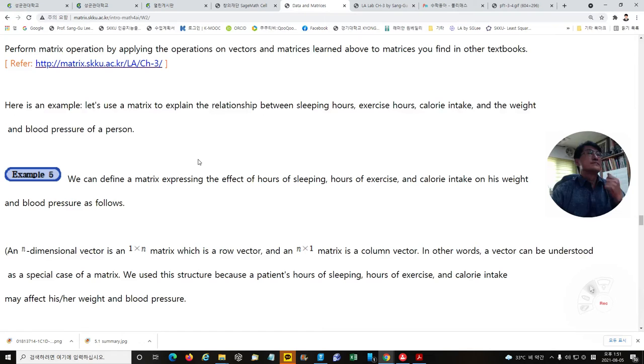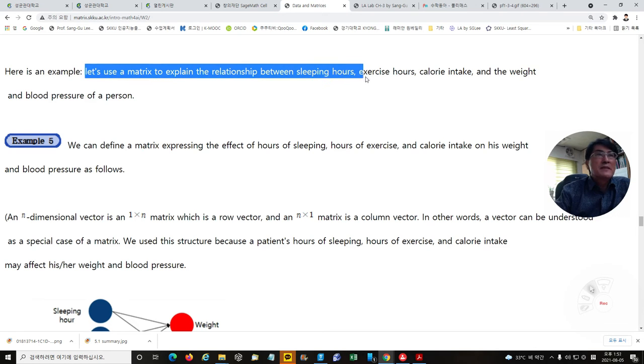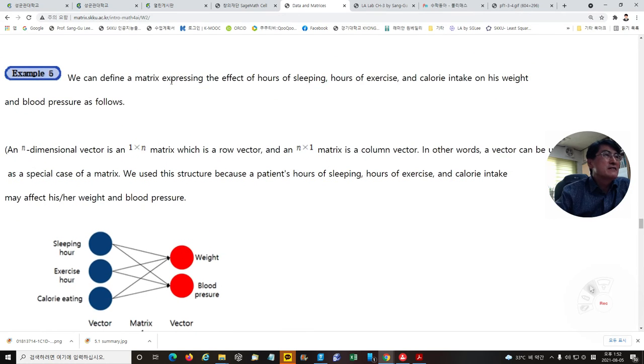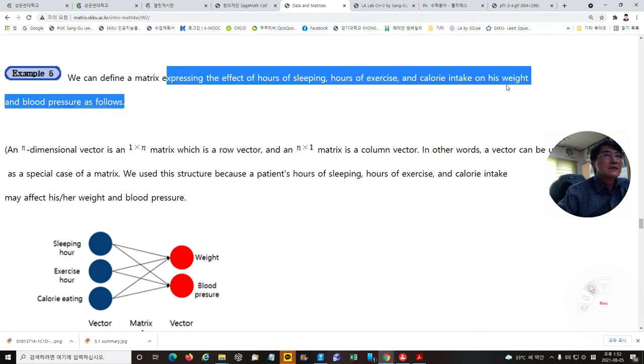Okay, next. Here is another interesting example. Let's use a matrix to explain the relationship between sleeping hours, exercise hours, calorie intake, and the weight and blood pressure of a person. We can define a matrix expressing the effect of hours of sleeping, hours of exercise, and calorie intake on his weight and blood pressure as follows.